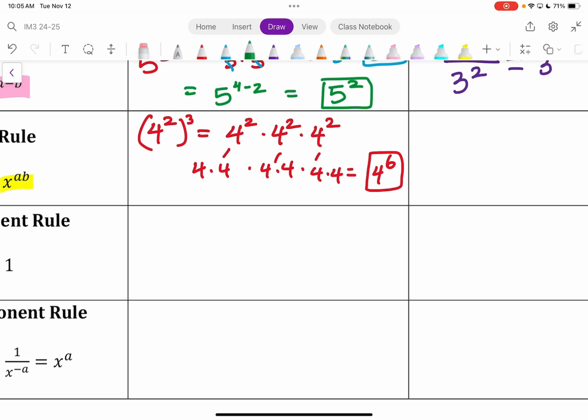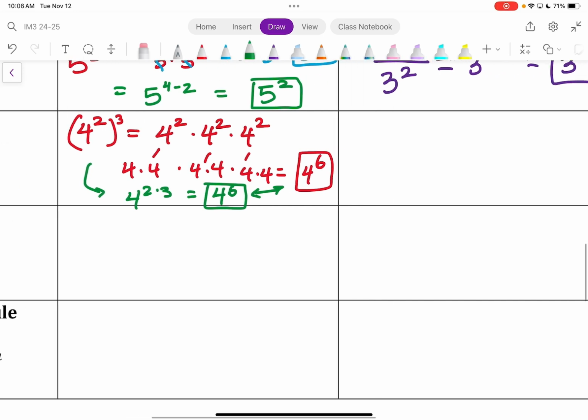Now, this is the approach where we're expanding. If we just jumped straight into utilizing the power rule, we would have 4 to the 2 times 3 power, which is equal to 4 to the 6, giving us the same solution. So that's a little bit of the behind the scenes, but as you can see, when we utilize the rules, it saves us a lot of time because we're able to condense all of the work into just one simple step. Here's your example. Let's try 7 to the 4th, squared.